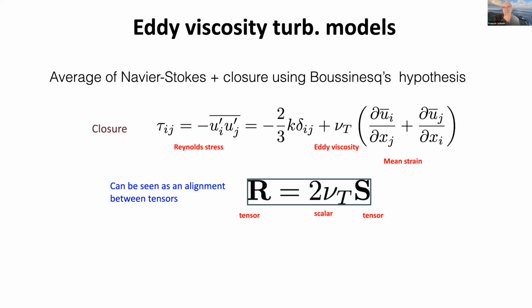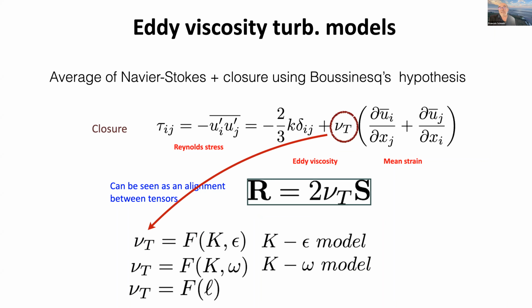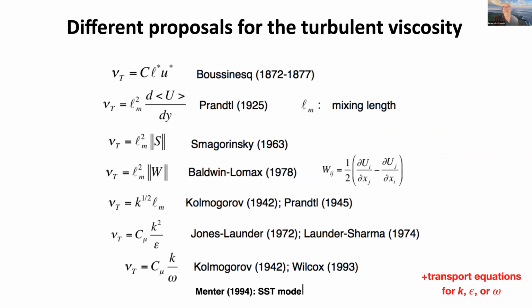I recall the expression of this approximation, this linear closure. If we use the traceless Reynolds stress tensor, which is called R, then this hypothesis corresponds to an alignment between two tensors, and the alignment coefficient is simply 2 nu-t. Classically, in classical models, this nu-t, because it's variable, is expressed as a function of other variables, like a function of k and epsilon, of k and omega, or of a length scale. And this gives a lot of very classical models.